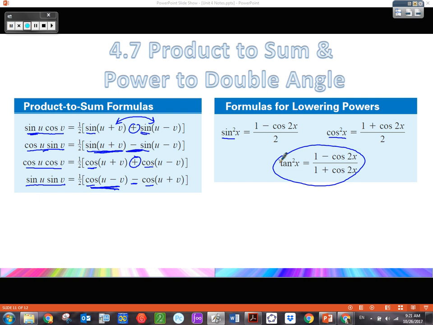There's no extra memorization for the tangent squared. It's just these two that we're concerned with. Notice how they look almost exactly alike. Cosine is taking over, right? It doesn't matter if it's sine squared or cosine squared, it's cosine. The only difference between these two formulas is the sign here. This is a subtraction, this is an addition.